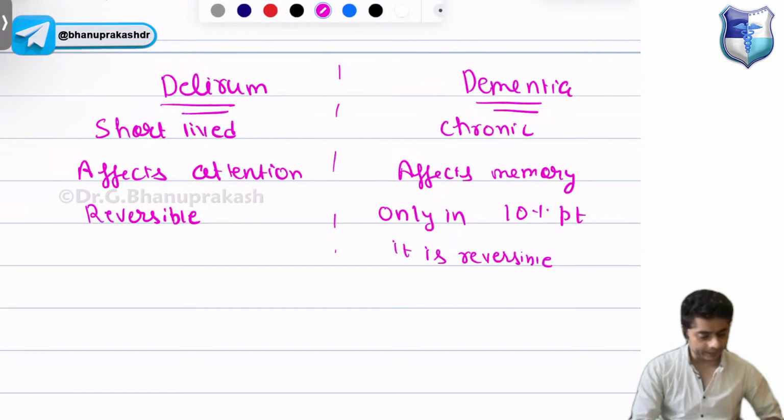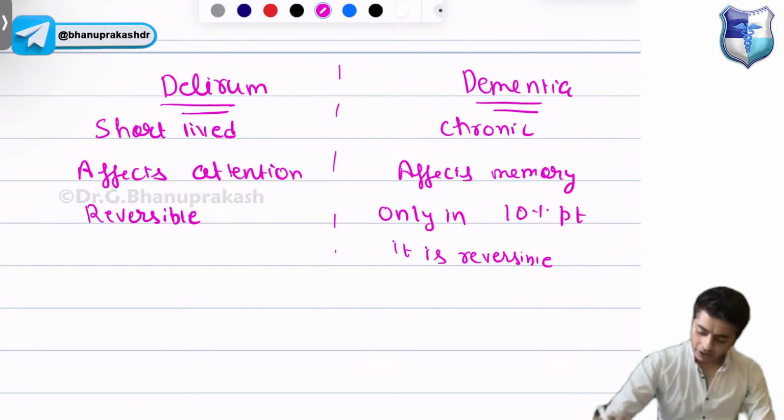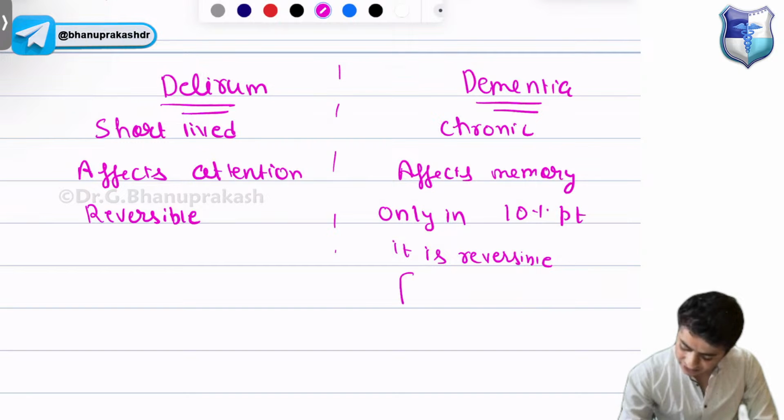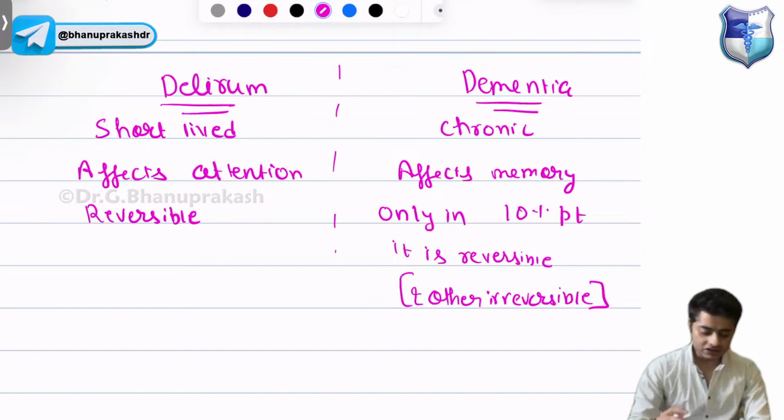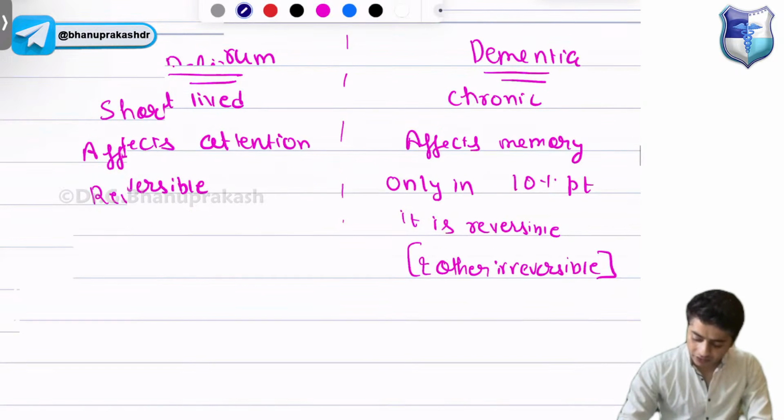Okay? In delirium, it is only in 10% of patients that it is reversible, and otherwise it is irreversible. So this is the difference between delirium and dementia. So Bharat was asking me about sleep.